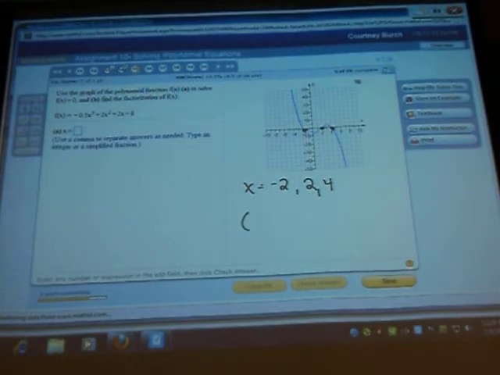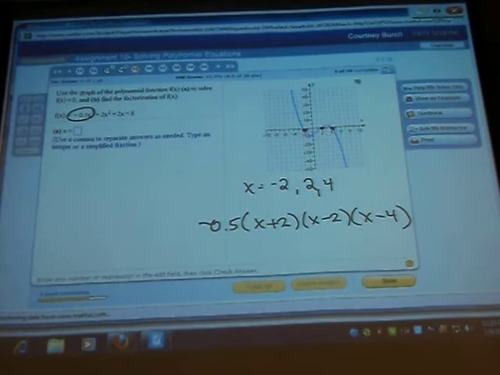So, negative 2 comes from x plus 2. Positive 2 comes from x minus 2. Positive 4 comes from x minus 4. And then my leading coefficient is negative 0.5. That's all there is to it.